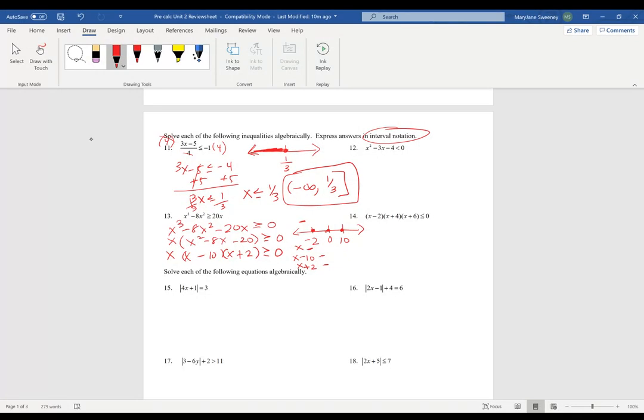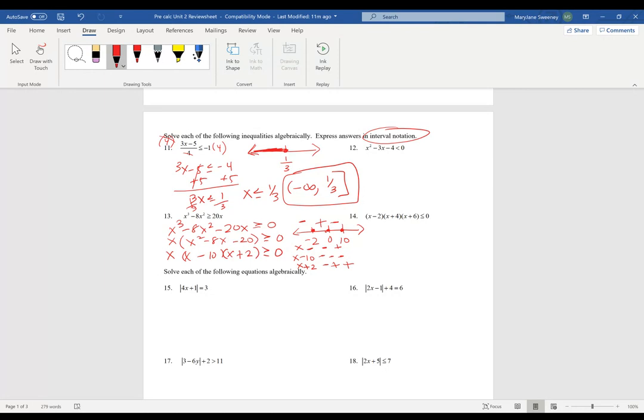If I pick in between -2 and 0, I'd pick -1. That would be negative. That would be negative. -1 plus 2 is positive. Overall, that's positive. In between 0 and 10, I'd pick maybe 1. So 1 in for x would make it positive. 1 in for x minus 10 would make that negative. 1 plus 2, 3, that's positive. Overall, that's a negative. A positive times a negative times a positive is negative.